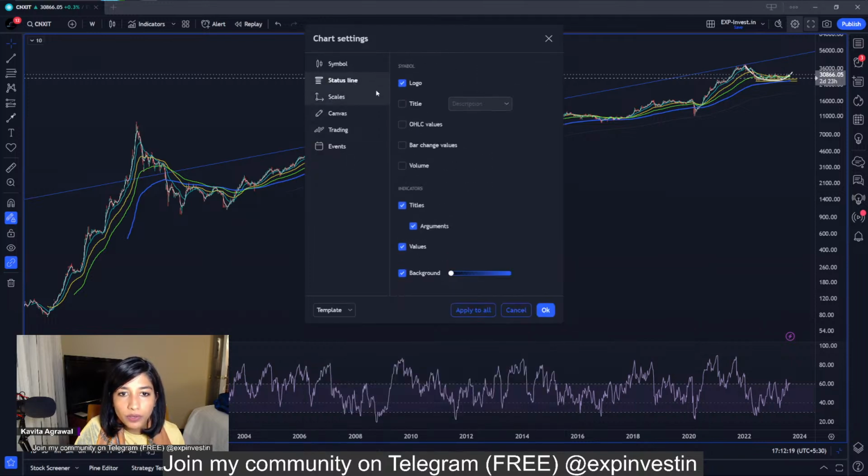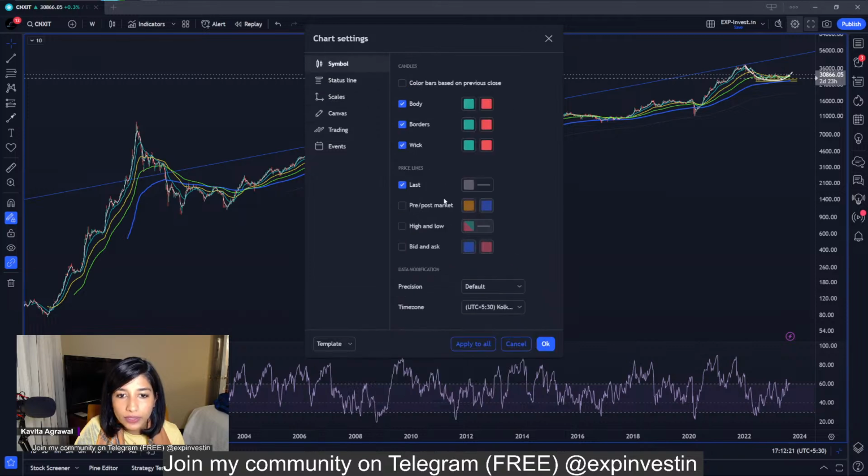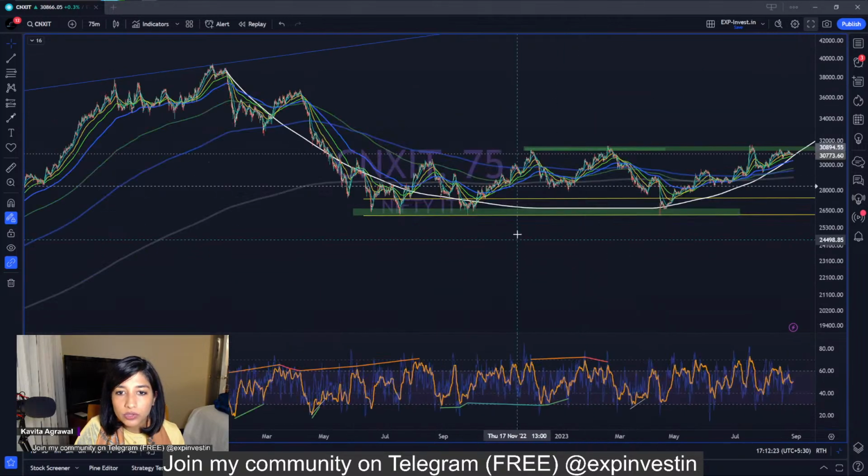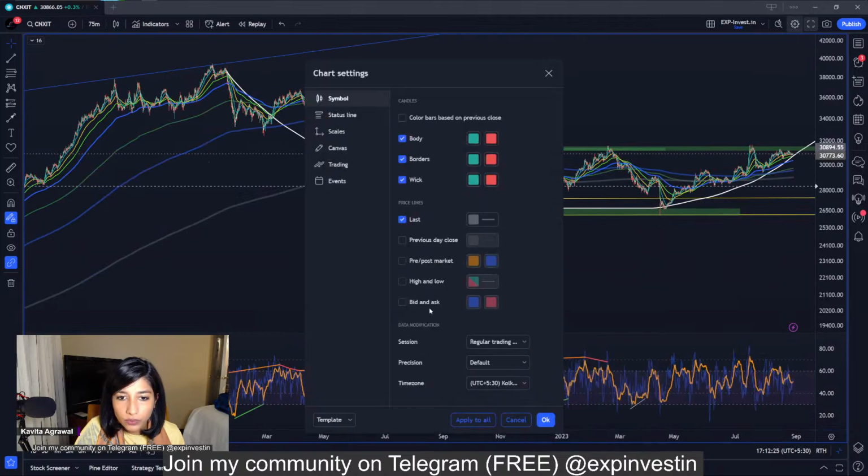No overlapping. I forget where it is. I always tend to lose it. Let me just go some time frames lower and check it out. Regular trade. Okay, one more thing is the data modification.